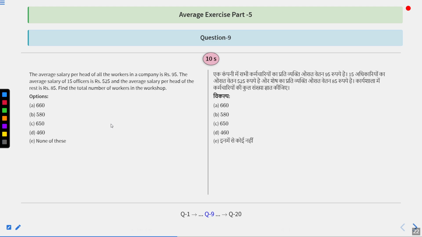Next one. The average salary per head of all the workers in a company is rupees 95. The average salary of 15 officers is rupees 525. And the average salary per head of the rest is 85 rupees. Find the total number of workers in the workshop. You have 5 options and 10 seconds to analyze the question. Your time starts now.